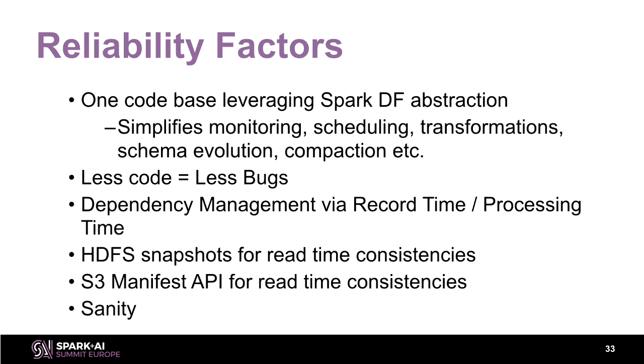We talked about dependency management via record time, wherein we ensure that downstream systems, when they run, get full data, because we are capturing this metadata in Dataset service, which is the max record time that we have ingested data for. We talked about HDFS snapshots, which we leverage for read time consistencies. And S3 manifest API, similar to HDFS snapshots, we use to keep data in a versioned way and provide the final snapshot version. S3 doesn't really have the snapshotting feature that HDFS provides, hence we have to go for a different way of providing read time consistencies. And finally, we talked about Sanity, which also adds a reliability factor, and fixes things if there are any issues.